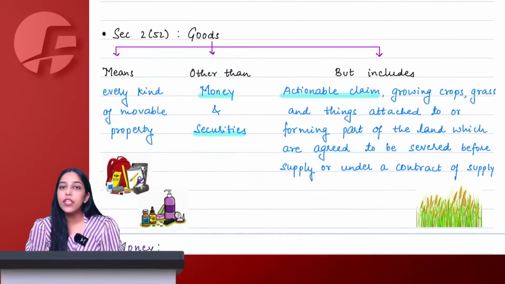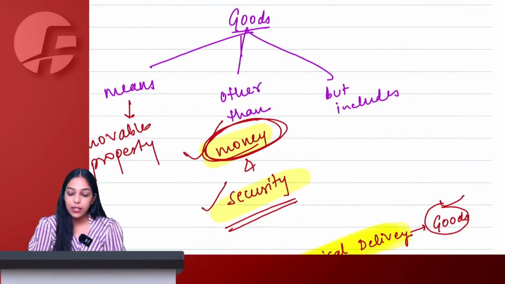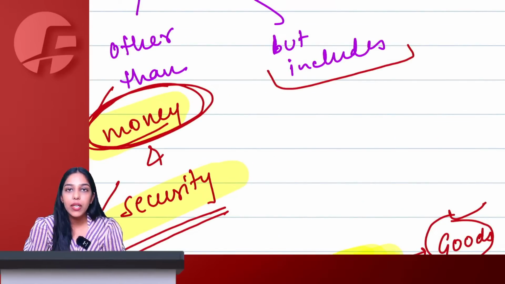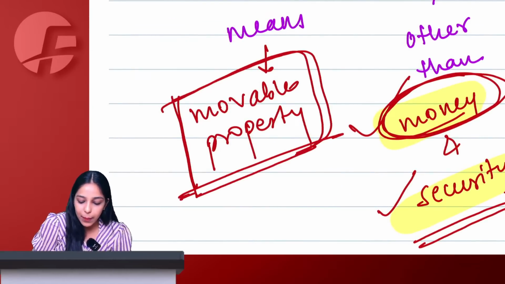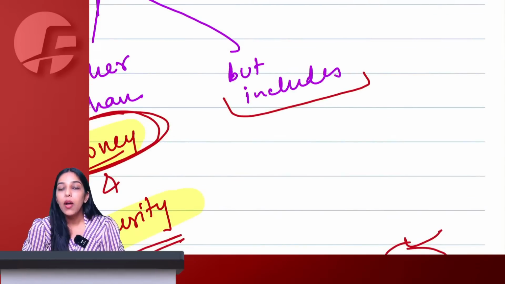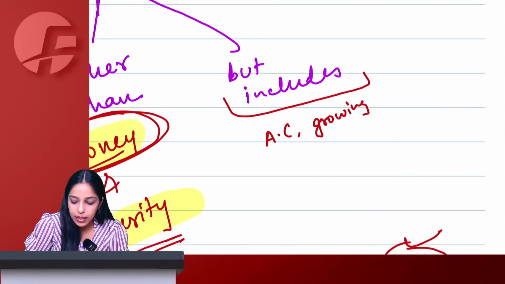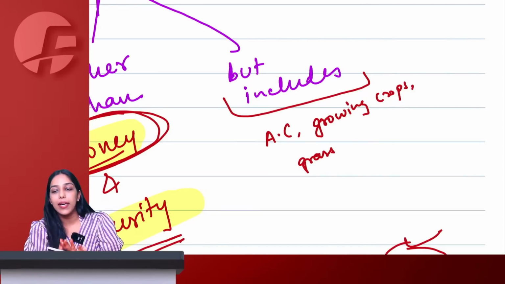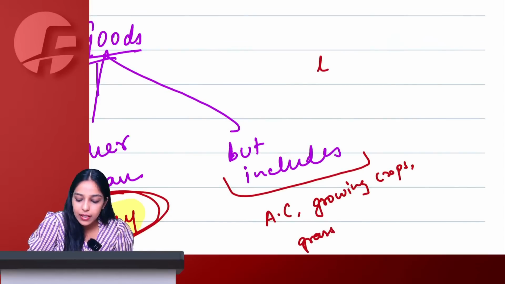Okay, so going back to the definition of goods. Goods means every kind of movable property other than money and security, but includes. Now we are saying there are some things which are actually not movable property, so they do not fall under the definition of goods by this term, movable property, but we still want to consider them as goods only. What are these? These are actionable claims or growing crops. Actionable claims, growing crops, grass, basically anything that is attached to land or forming part of land. Now understand, land is an immovable property.